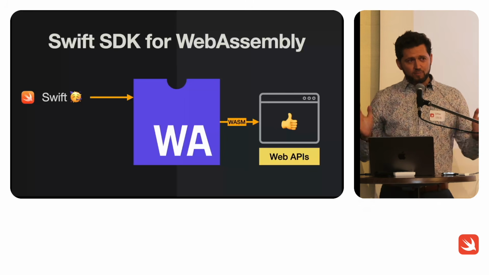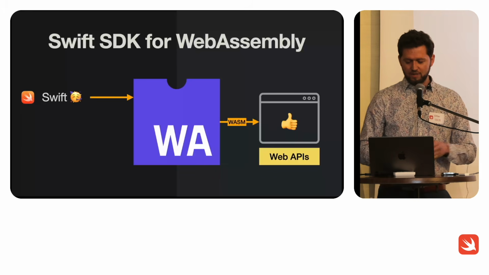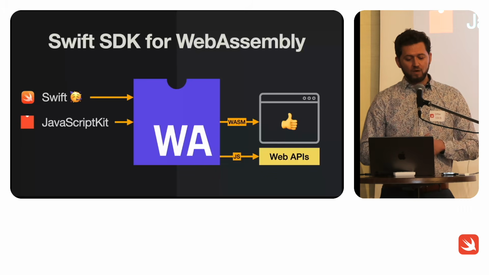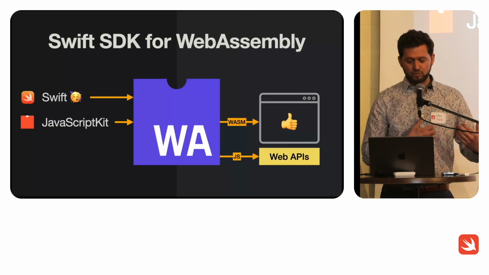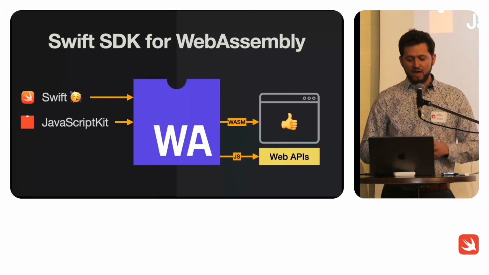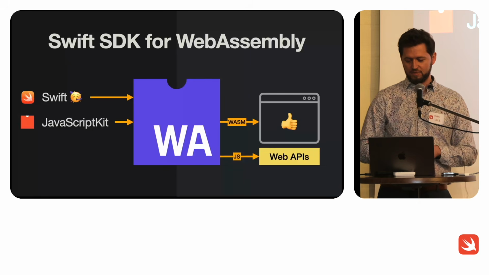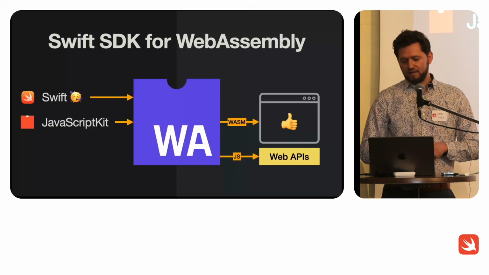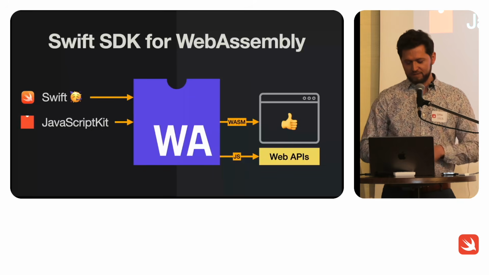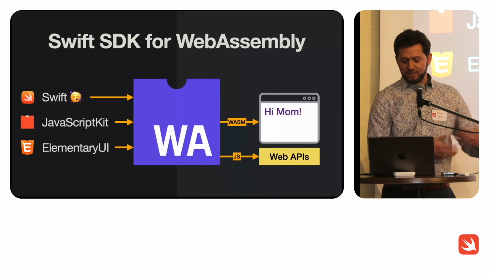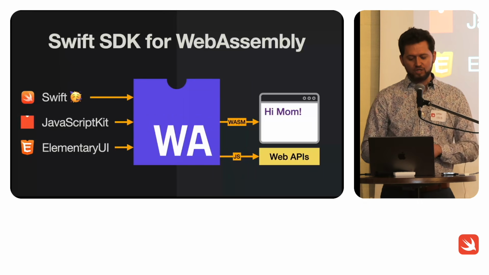And thanks to another project from the Swift organization called JavaScript Kit, we can interop from Swift with the JavaScript runtime and basically have access to all those APIs and can do whatever we want in there, or whatever the browser allows us to do, I should say. And then lastly, this is where I come in, we need an actual UI framework, right? And so I turned this Elementary thing into what I called ElementaryUI to give you just that.